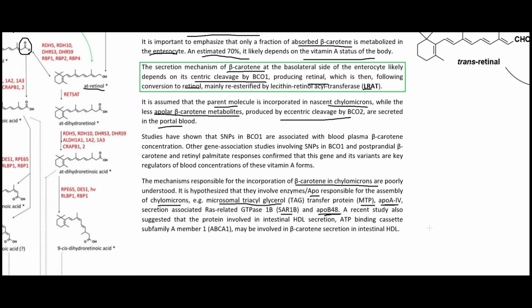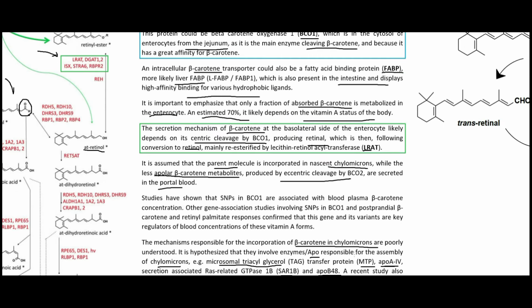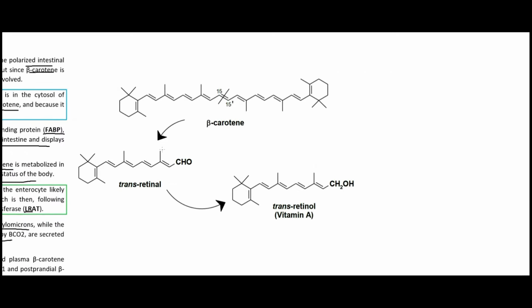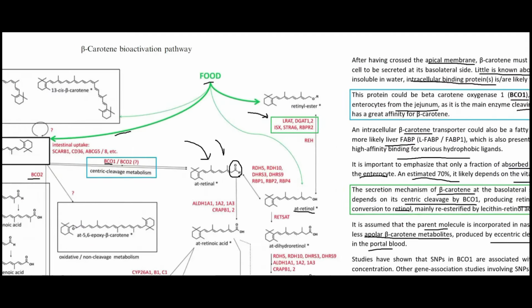So the transport of lipids throughout the blood is done through, like I said, the LDLs, the low-density lipoproteins, and HDLs, the high-density lipoproteins, and things like that. A recent study also suggested that the protein involved in intestinal HDL secretion, this ABCA1, may be involved in beta-carotene secretion into intestinal HDL. Over here I just have this cleavage in the center of the beta carotene, which produces this transretinal, which has this aldehyde group right here, which is then turned into this transretinol, which has this hydroxyl group, this alcohol group there.